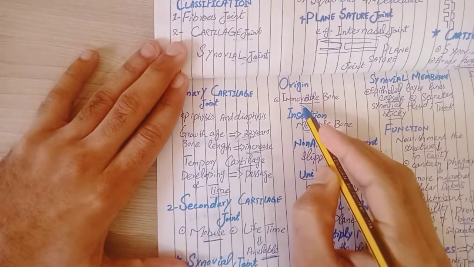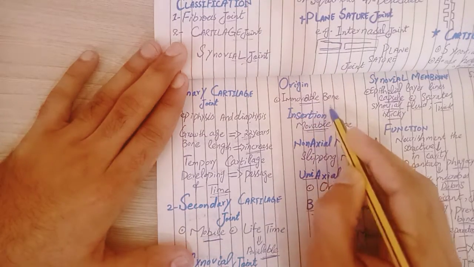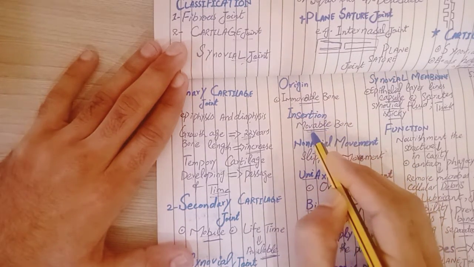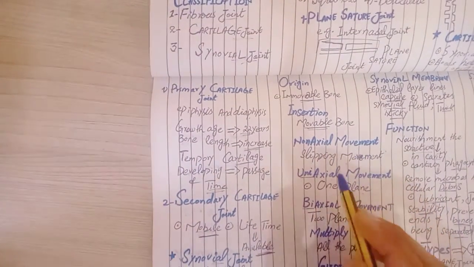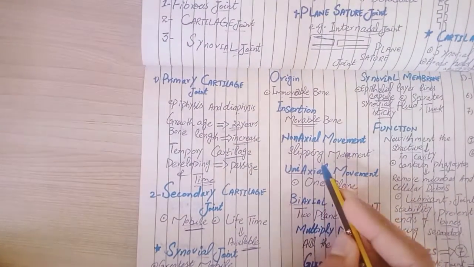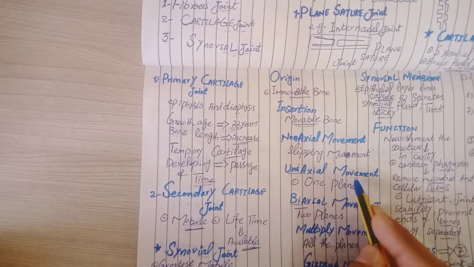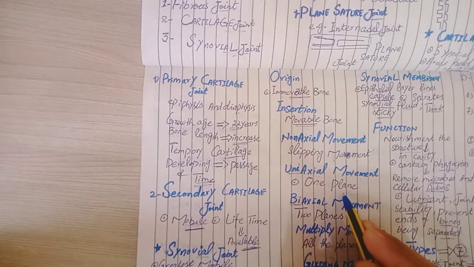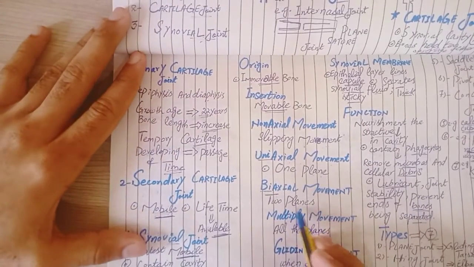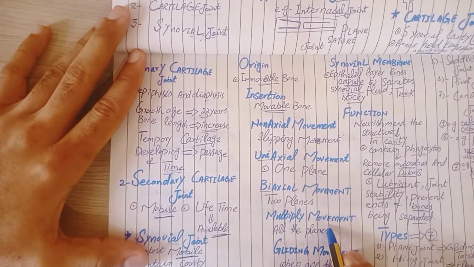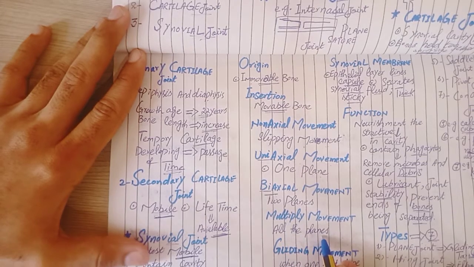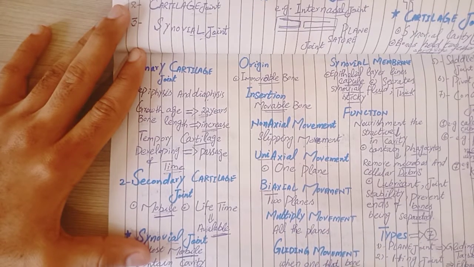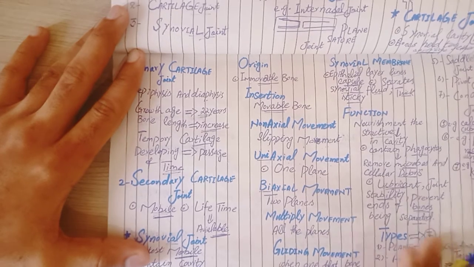Origin means attached to the immovable bones. Insertion means attached to the movable bones. Non-axial movement is known as slipping movements. Uniaxial movement present in one plane. Biaxial movement present in two planes. Multiaxial movements present in all the planes. Gliding movement is when one flat bone surface slips over another. Gliding movement present in ankle and wrist. No angle changes during the gliding movements.